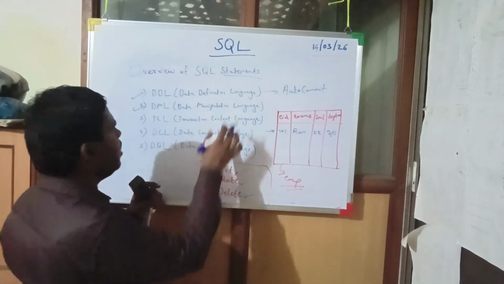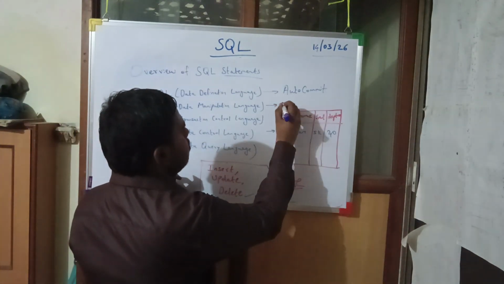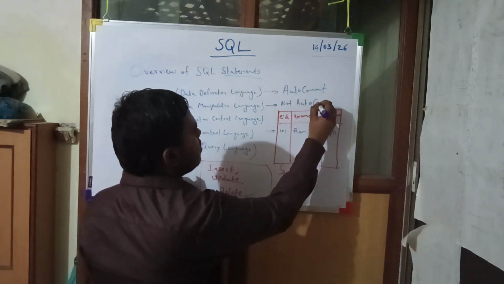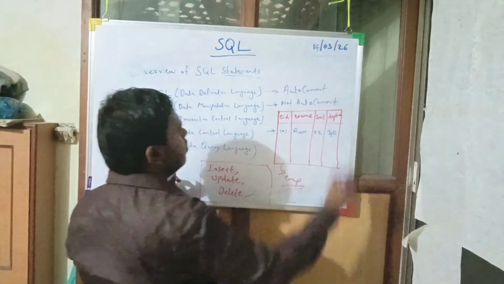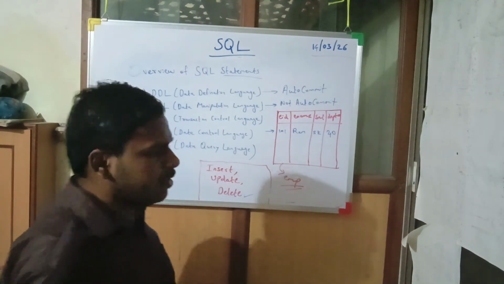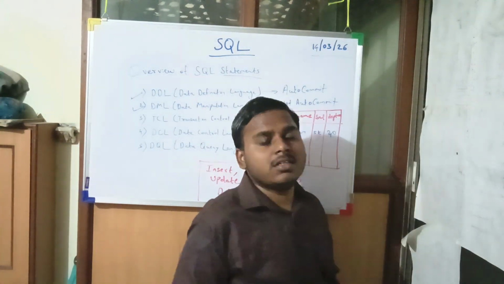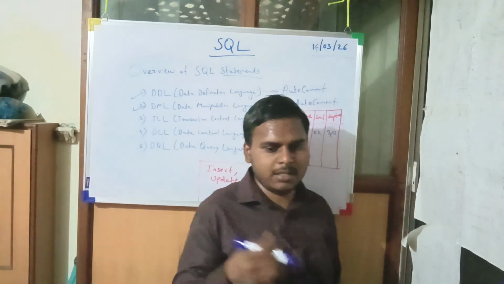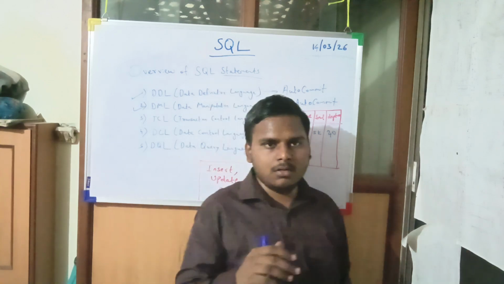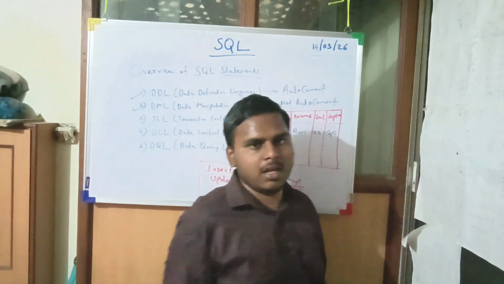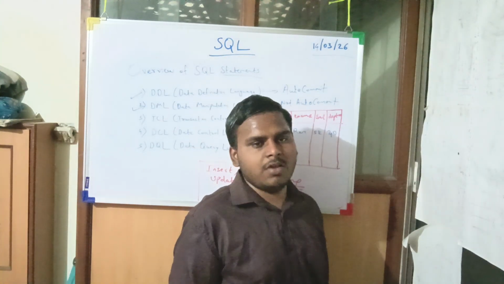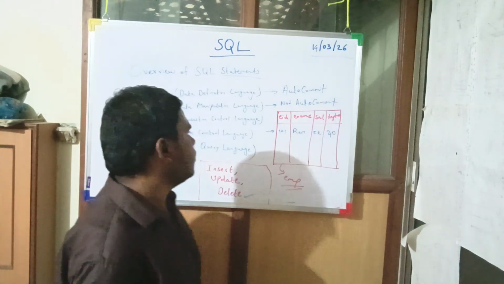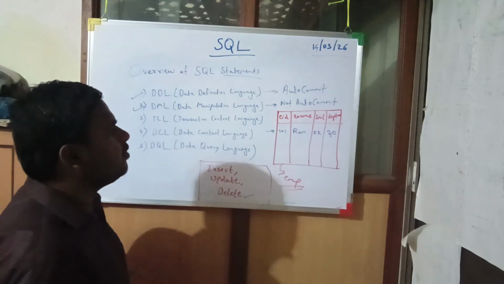Now these DML operations are not auto commit, which means we have to save them. Whatever operation, insert, update or delete, we do on the data table is not saved permanently. After you do the entry, if you shut down the system and open it again and check whether the data entry you have done is there or not, it will not be there. We have to save it, then only it will be there. So that's a disadvantage of DML.